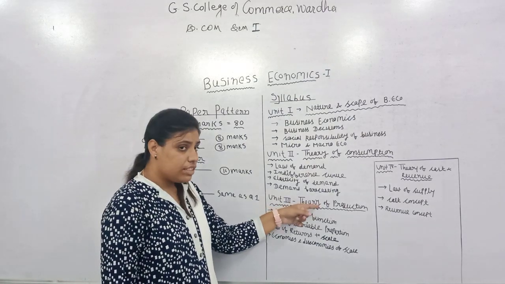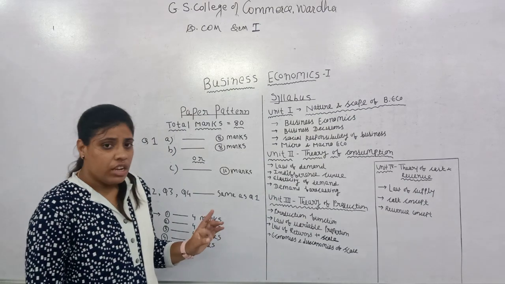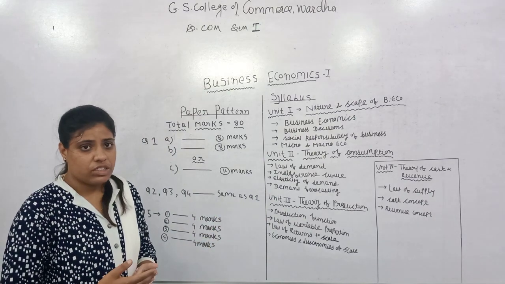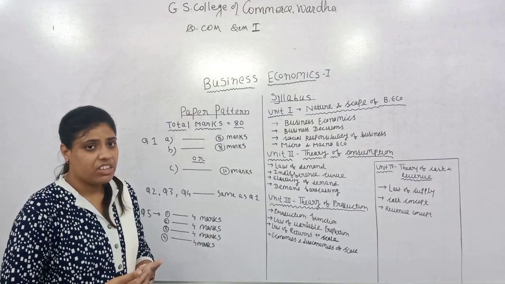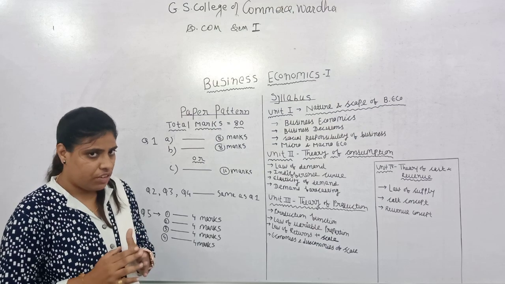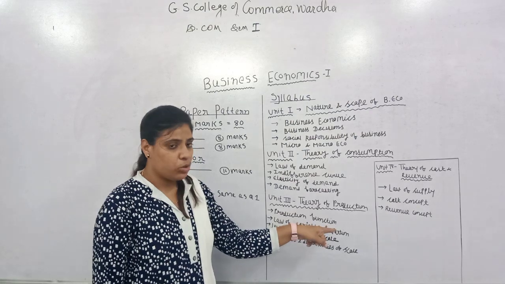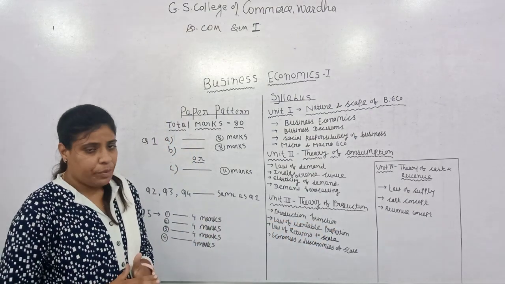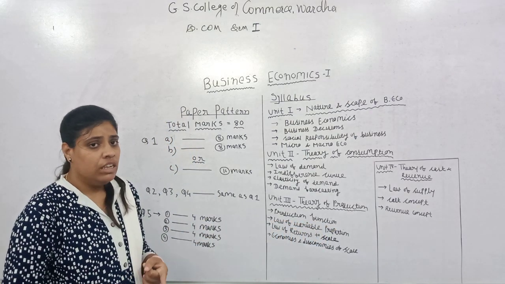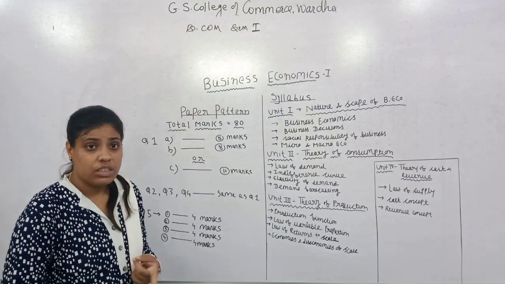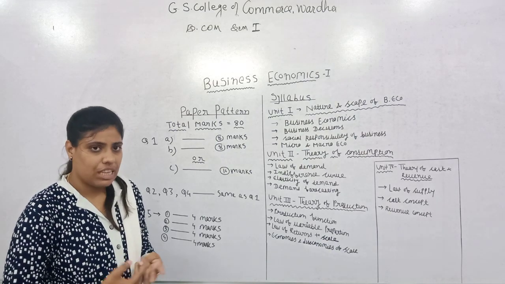So the first chapter under this unit would be the production function. Here we would be seeing the meaning of the production function, the objectives of the production function, and the Cobb-Douglas production function. And the second chapter under the same unit would be the law of variable proportion, which is also known as short-run production function. Here we will be seeing the concept of the law of variable proportion, its assumptions, significance, its exceptions.